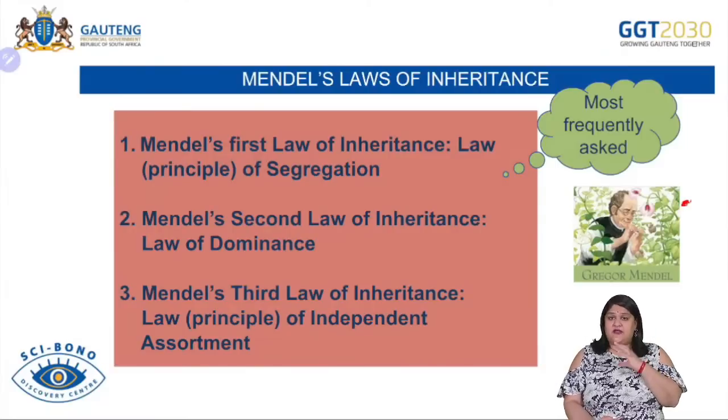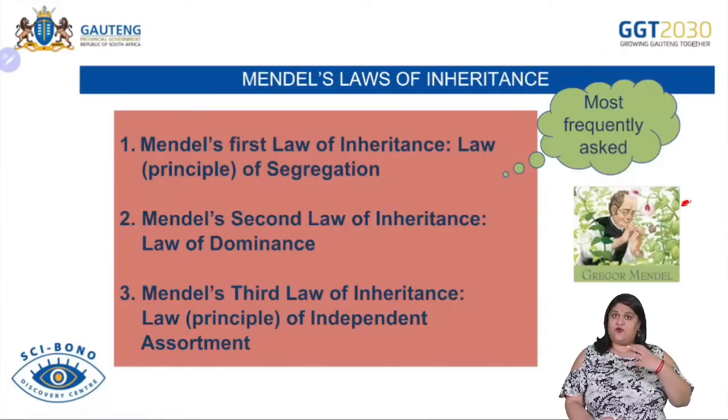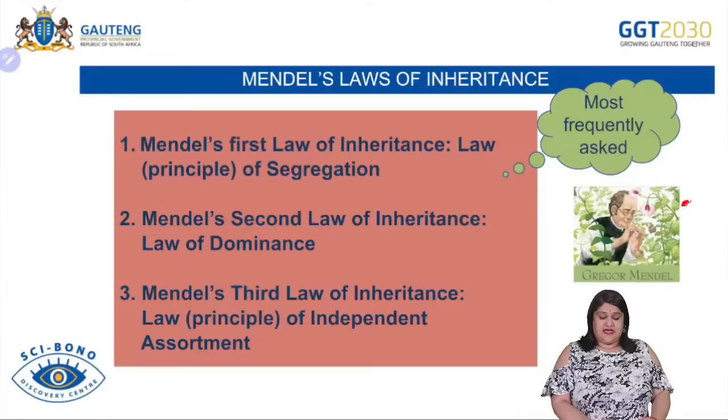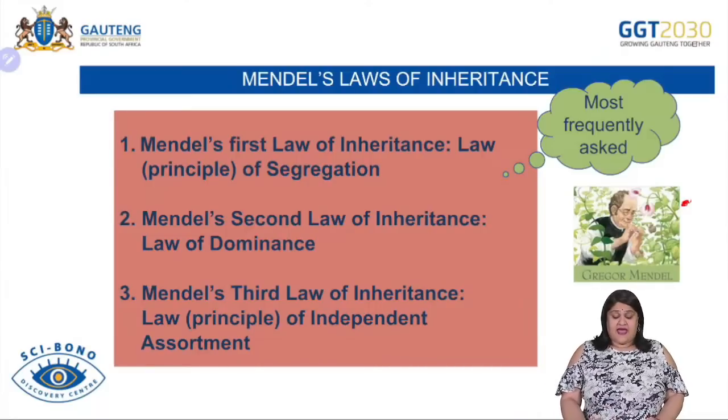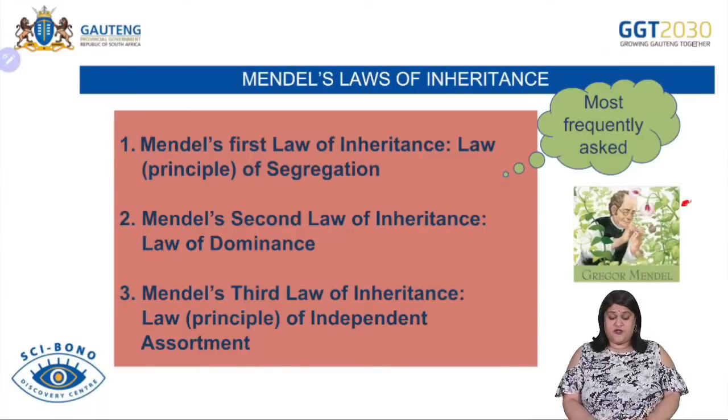So if you are asked to state Mendel's first law of inheritance, which is the law of segregation, then you need to give it word for word from the examination guideline. The same with number 2, Mendel's second law of inheritance, which is the law of dominance, and number 3, Mendel's third law of inheritance, the law of independent assortment. Make sure you know them, and make sure you also understand them, so that if you are asked to explain it in your own words, then you know how to do that as well.